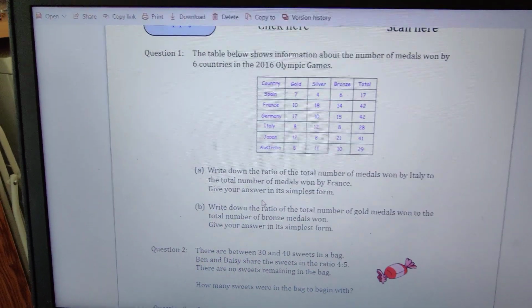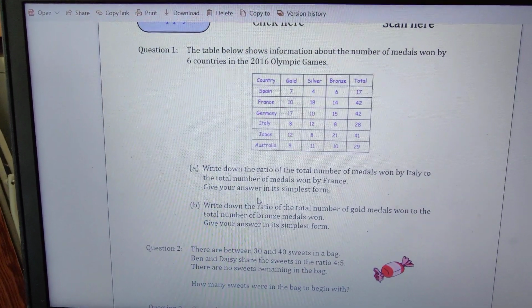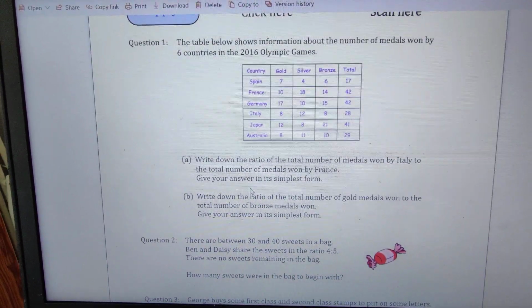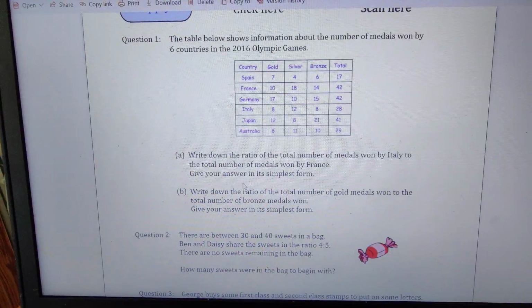Here's a video about ratio problem solving. What I'm going to do in this video is go through the first 4 questions of the should task, which is ratio problem solving this week.